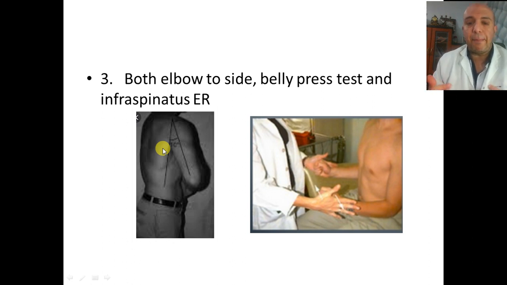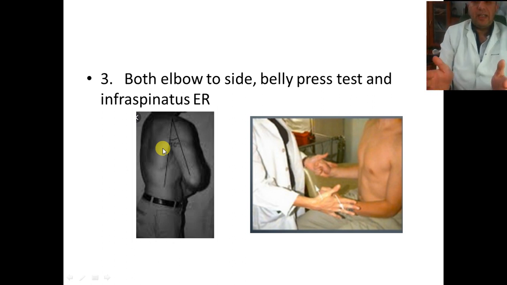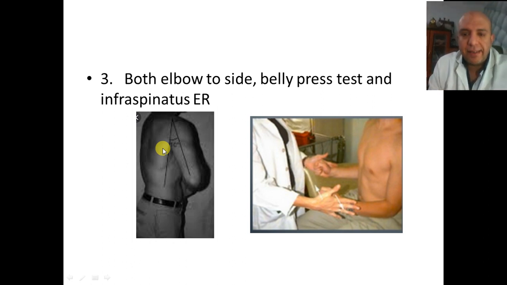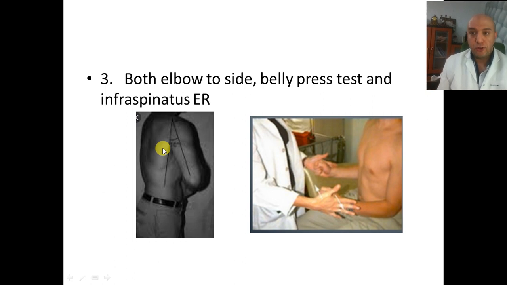To the side, I want to examine his infraspinatus. I try to do external rotation and put my hand there to resist him. He can do external rotation or no. In adduction is the infraspinatus Jobe. Okay, so this is a rotator cuff strengthening test. Jobe test before, and this is infraspinatus.